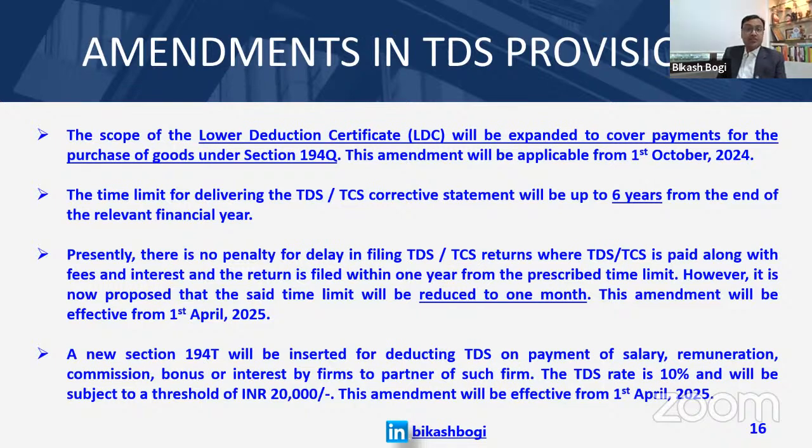Lower deduction certificate: the scope of the lower deduction certificate has been extended to cover payment for the purchase of goods. In case of various high value purchases, there are certain TCS provisions. So through this budget 2024, they brought the concept of lower TDS. One can file an application before the jurisdictional TDS officer to get a lower TDS certificate for the particular transaction.